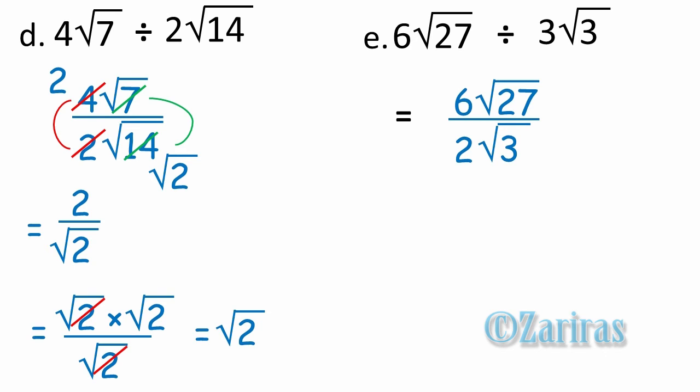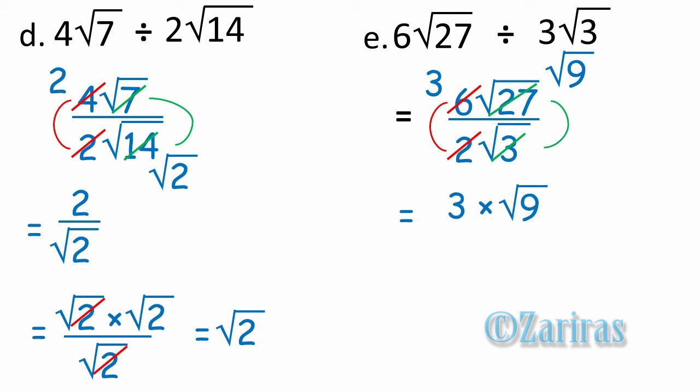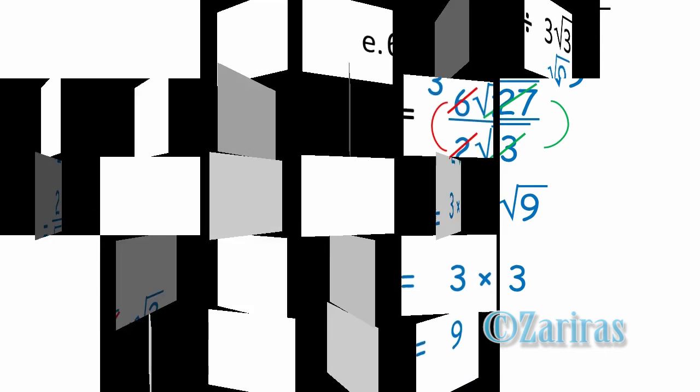We can write them in the fraction form. So it's easy. Let's divide the numbers. 6 divided by 2 is 3, and now we can divide the surds. 27 divided by 3 is 9. Square root of 9, we know, is 3, so we could do that also. 3 into 3 is 9, so 9 is the answer for E.